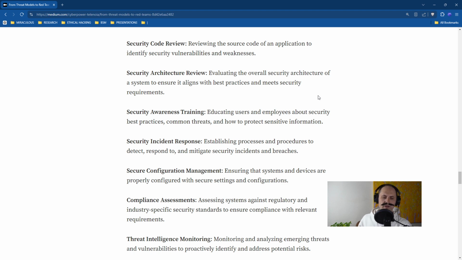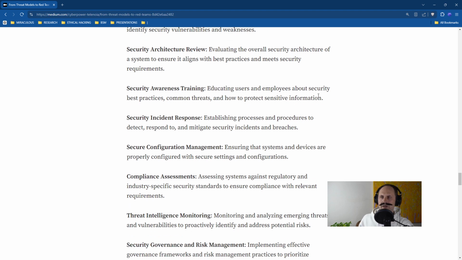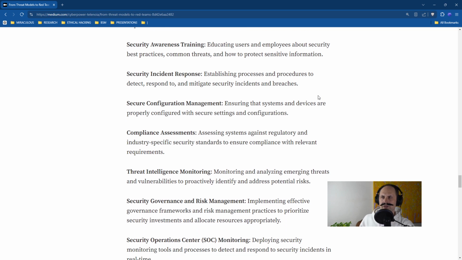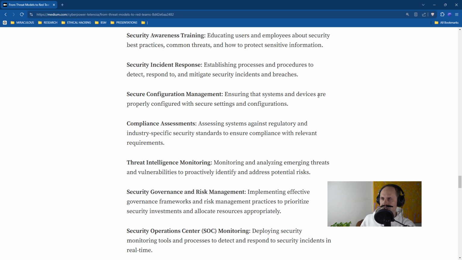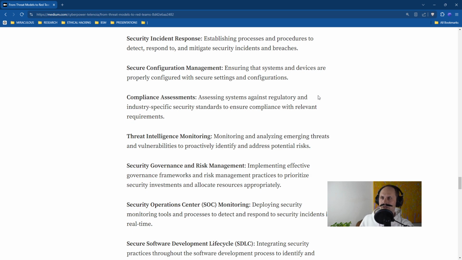As you remember from other episodes, architecture is how it's built. Security awareness training, so educating users and employees about security best practices, common threats, and how to protect sensitive information. There is security incident response. This is establishing processes and procedures to detect, respond to, and mitigate security incidents and breaches. There is security configuration management, which is ensuring that systems and devices are properly configured with secure settings and configurations. Compliance assessments assess systems against regulatory and industry-specific security standards to ensure compliance with relevant requirements.